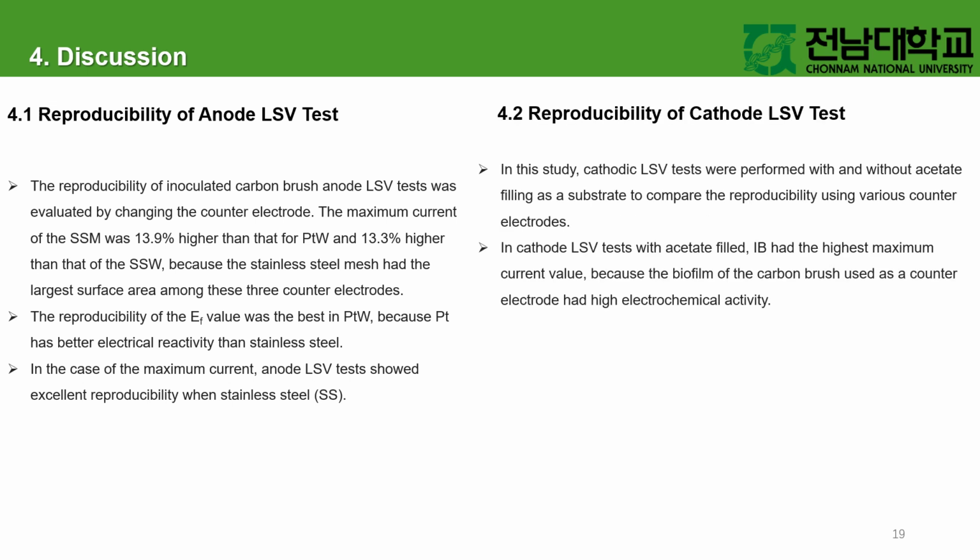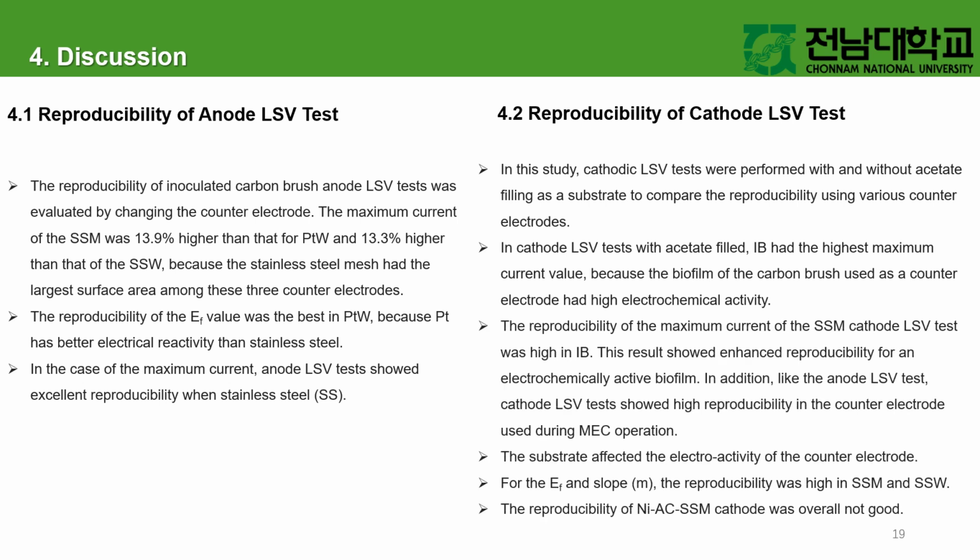Then is the reproducibility of cathode LSV test. In this study, cathodic LSV tests were performed with and without acetate filling as a substrate to compare the reproducibility using various counter-electrodes. In cathode LSV tests with acetate filled, IB had the highest maximum current value, because the biofilm of the carbon brush used as a counter-electrode had high electrochemical activity.